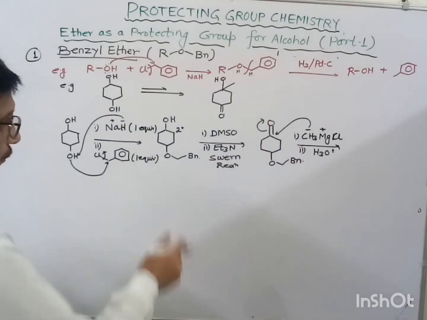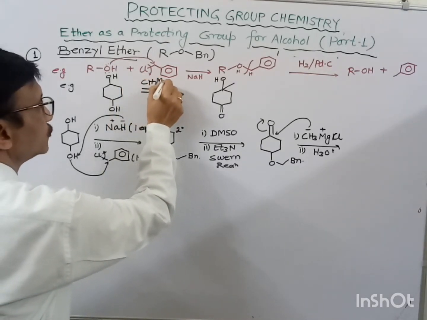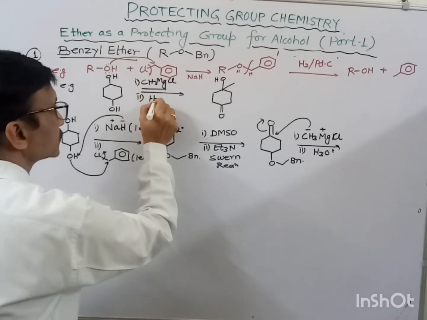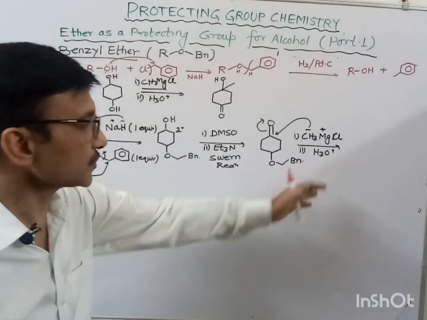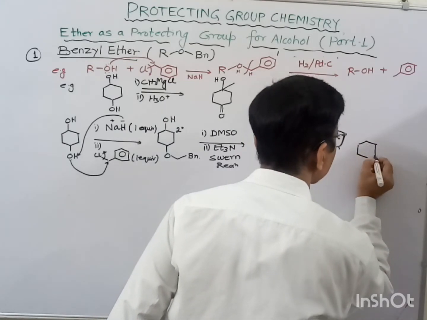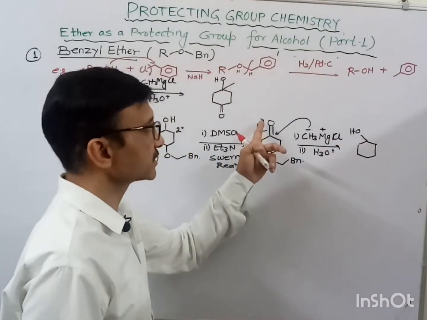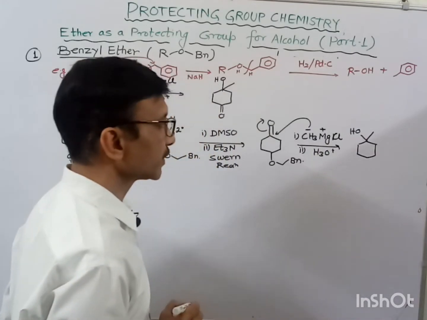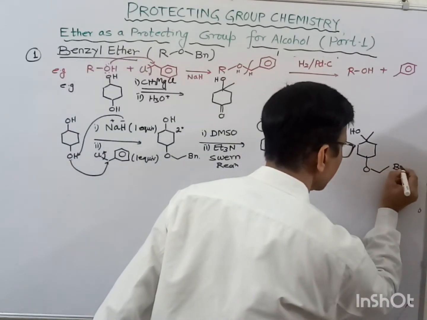Okay. So suppose we have a CH3MgR, so we may use this reagent and then hydrolysis. What do we get here? After hydrolysis, this O minus will be converted into OH, and here we have one methyl group, and now this is the benzyl ether.